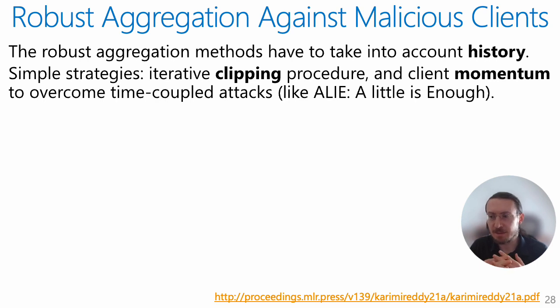The second aspect is that time-coupled attacks like ALIE can be easily circumvented by computing the aggregation with momentum. This is something we discussed in the previous lecture: we aggregate the weights using momentum, and momentum averages the updates of each client over time, reducing the variance of the good clients and exposing the time-coupled perturbations.